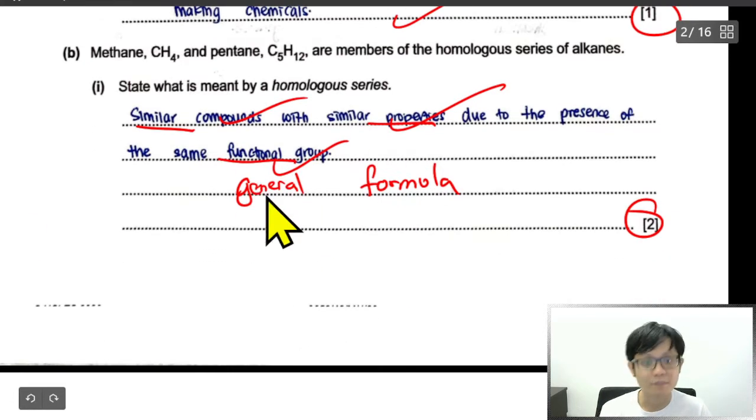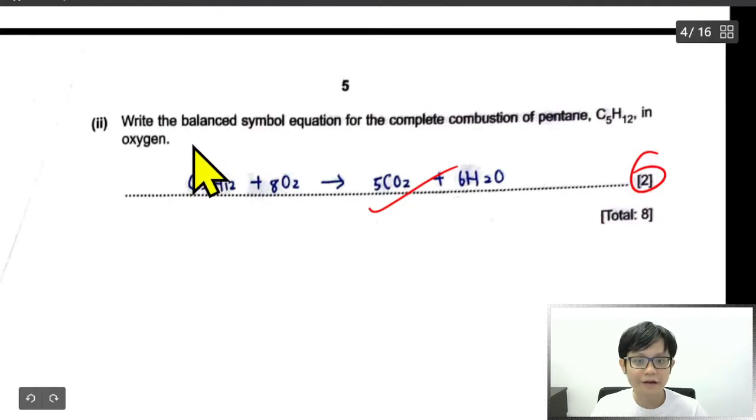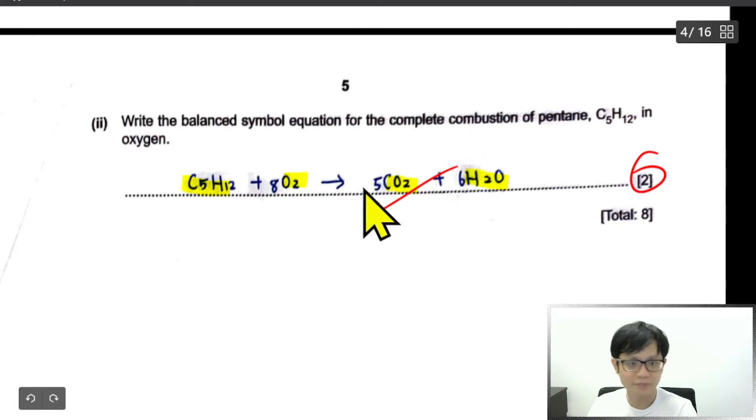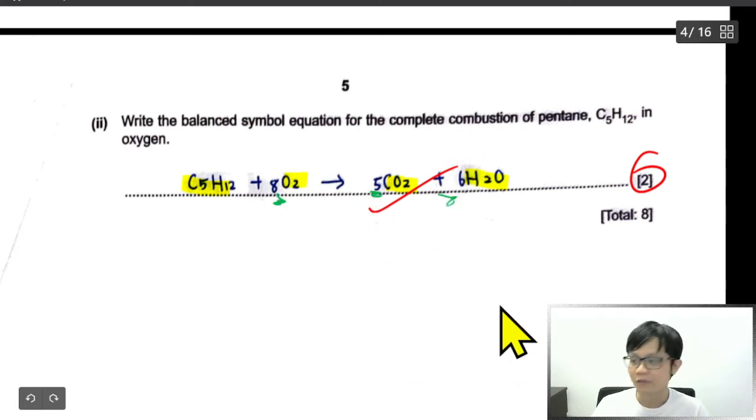But the marking scheme mentioned the same general formula. Okay, so write a balanced equation for the complete combustion with oxygen. Very good. You just need to write it and then add the oxygen. Then you get carbon dioxide and water. Balance it. Just make sure that the oxygen is the last one. Then you should be able to balance it correctly. Okay, let's balance correctly. If you don't get it balanced correctly, you will just get 1 mark.